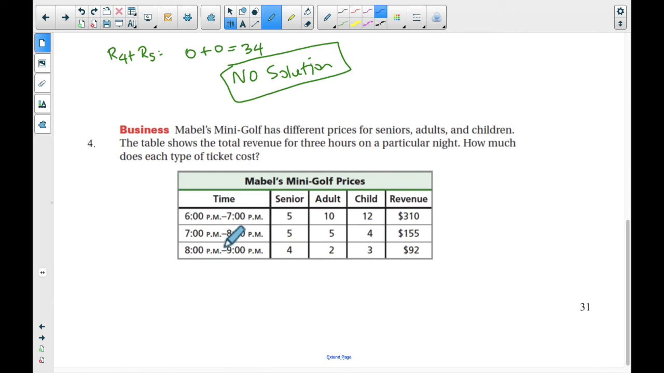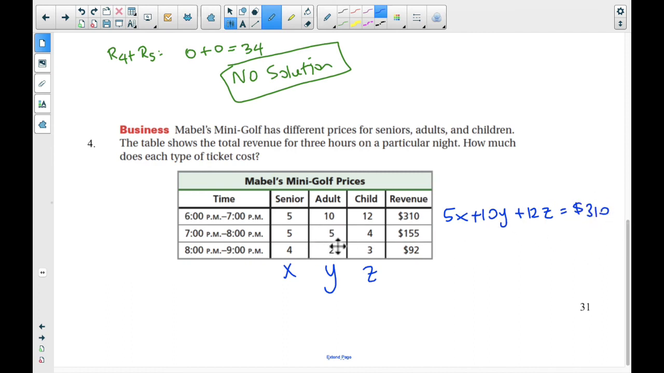The only thing new in this problem is that it's in table form. But what we need to understand is that tables can be translated into equations. So for instance, this first line, we could make seniors be the x, adults be the y's, and a child be the z. And so we would have 5x plus 10y plus 12z is equal to 310. And we could do that for each line.